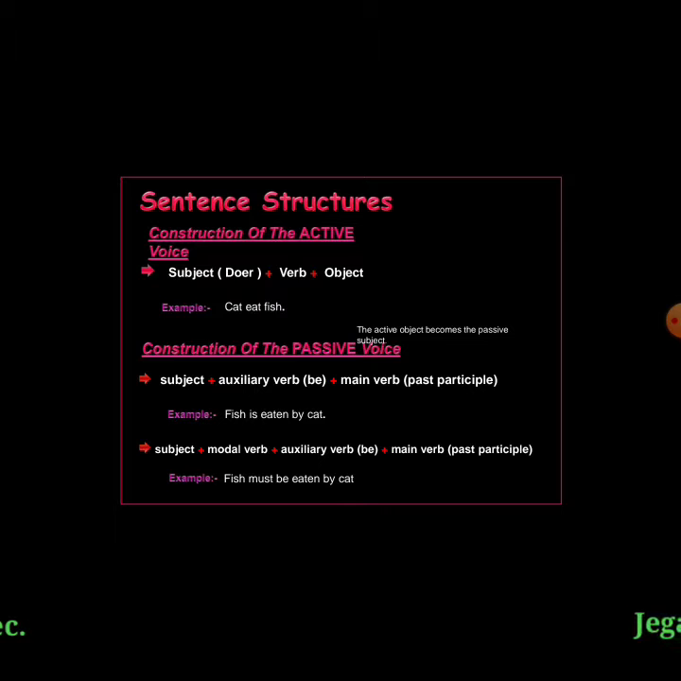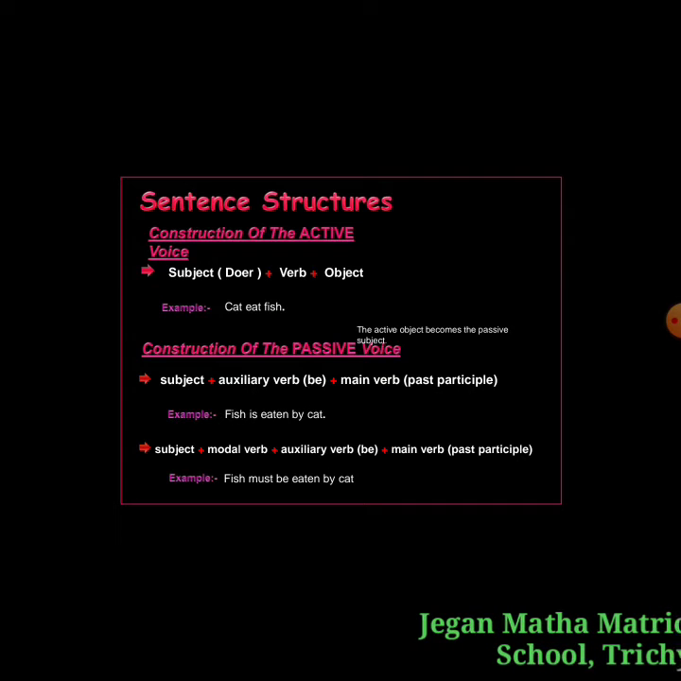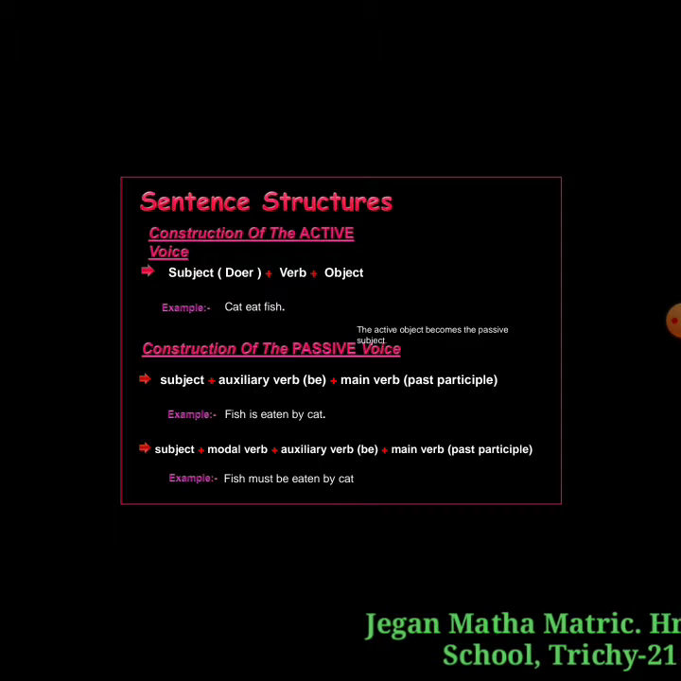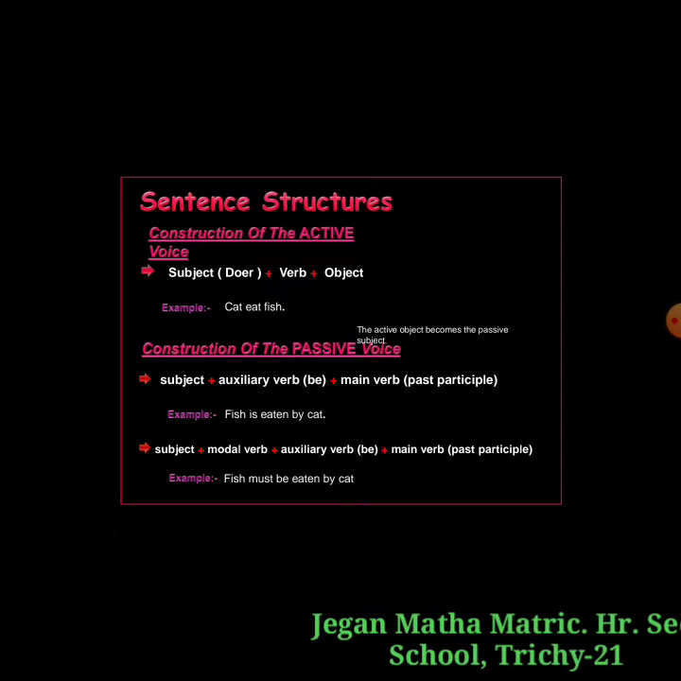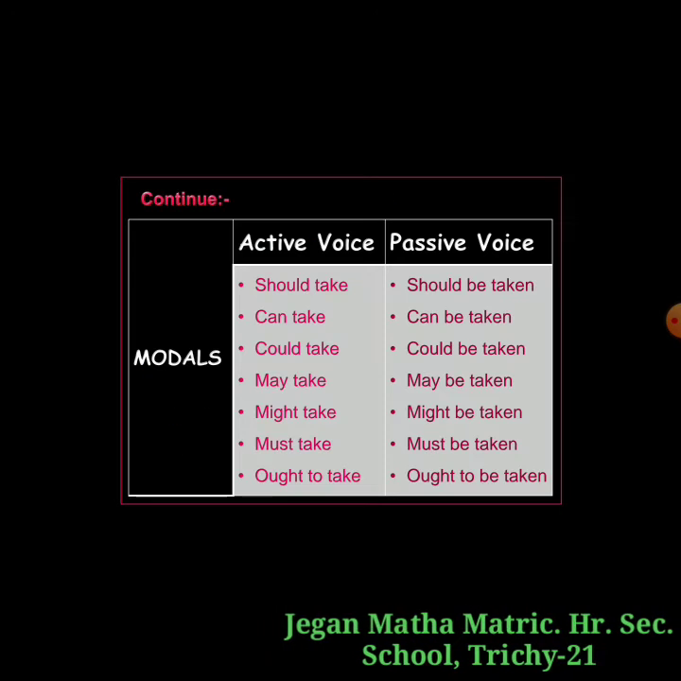Subject plus modal verb plus auxiliary verb, that is be form verb, plus main verb, past participle. For example, fish must be eaten by cat. What is the modal verb here? Must be. So in this way we can also change it. Fish must be eaten by cat.